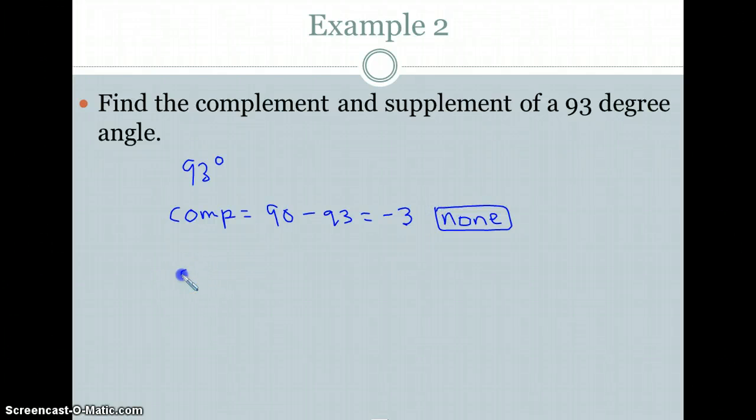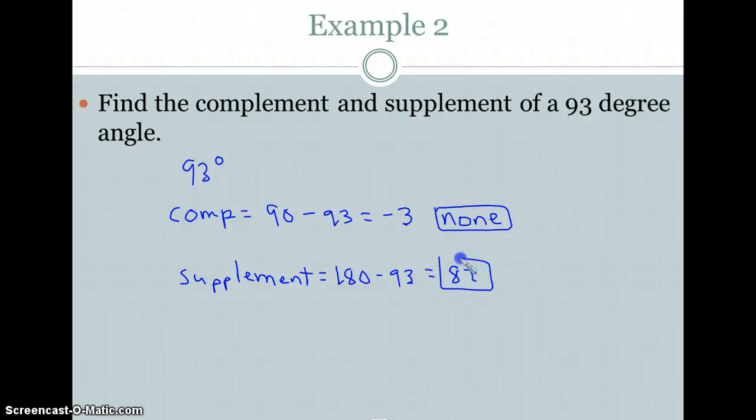But the supplement we can find because our angle is less than 180. So we take 180 minus 93. That gives us 87. So again, if the angle's above 90, there's no complement, but you can still find the supplement to it.